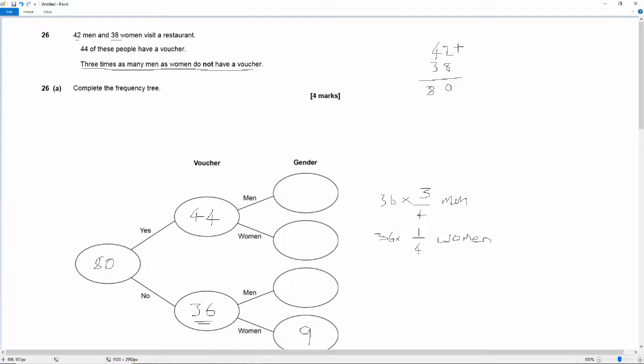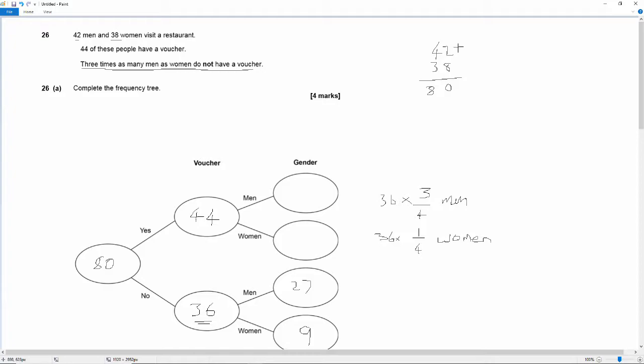Now if 9 women don't have a voucher, then the remainder must be men. So we can either do 9 times 3, because 3/4, which would make 27, or we could have just taken that 36 and subtracted the 9, and we would have 27. Because to subtract 9, you just take 1 away from the tens column and add 1 to the units column. That leaves us with these 2 circles that are not filled in.